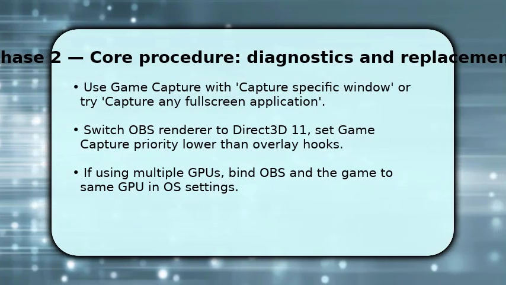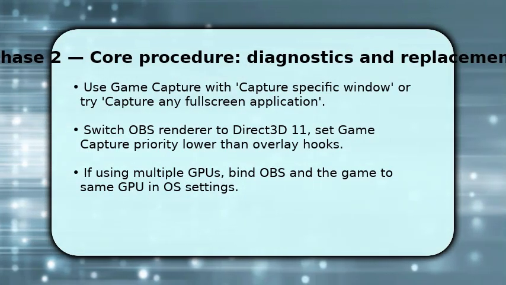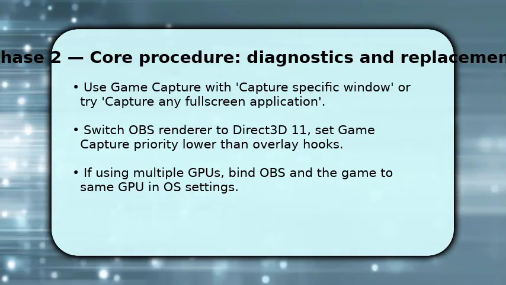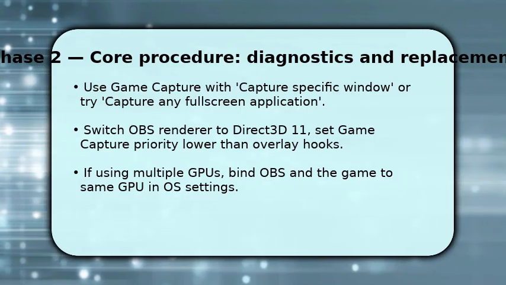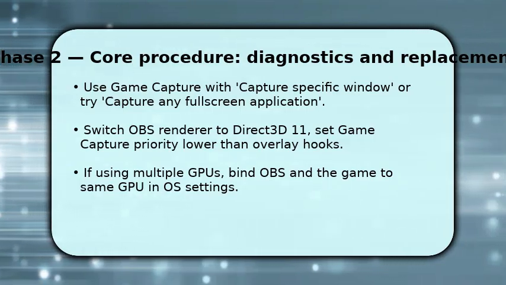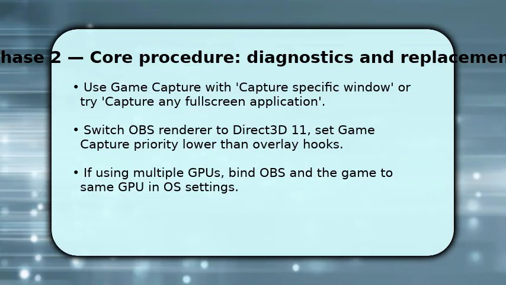Next, configure OBS to match the game's rendering. Set OBS to use the Direct3D 11 renderer and choose Game Capture with Capture specific window to reduce ambiguity. If that fails, test Capture any fullscreen application or try Window Capture with BitBlt disabled.